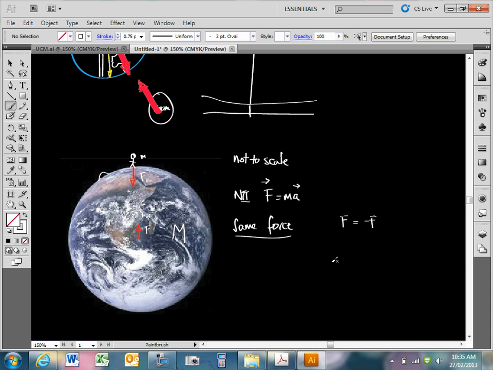Same force. If I change the mass, F equals M A, and F equals m a. Okay. Can you see what happens? So same force, exactly the same force. If the mass is large, the acceleration is very small. If the mass is small, the acceleration is very large to maintain this constant F.